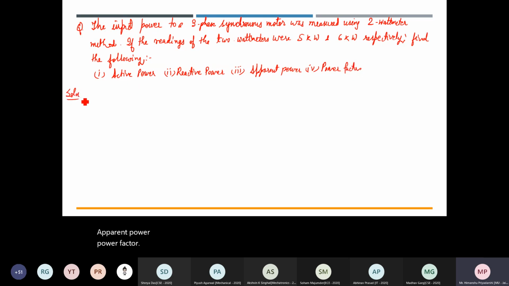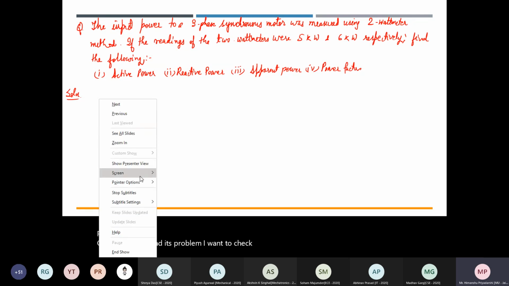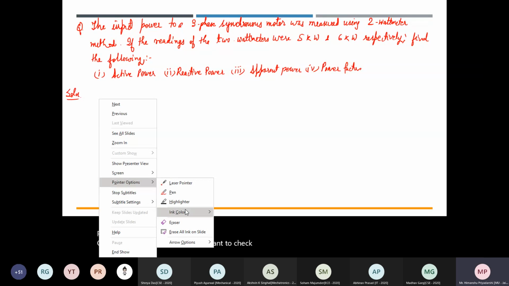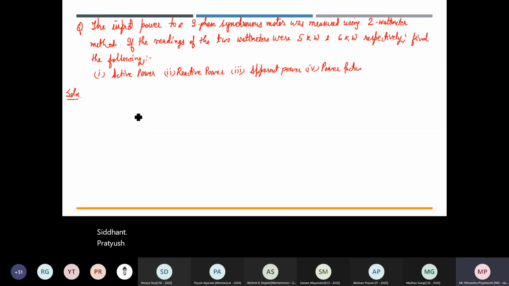Can somebody read this problem? I want to check the readability of this problem with everyone. Siddhant Vashne, are you there? Okay, Amritanshu, are you there? Yes, sir. Can you please read the problem?